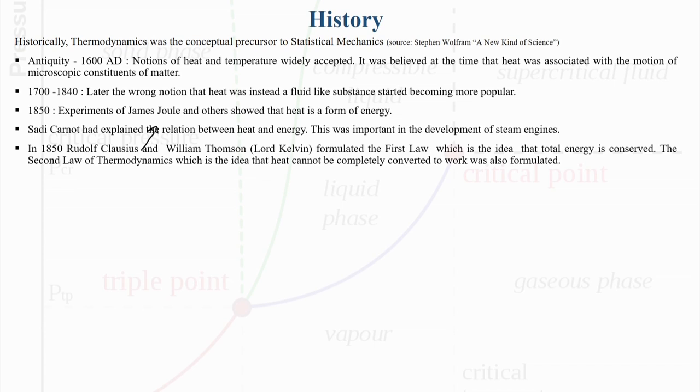In 1850 Rudolf Clausius and William Thomson, also known as Lord Kelvin, formulated the first law of thermodynamics, which you all know as basically stating that heat gets converted to either internal energy or work done. So, it is a statement of conservation of energy. It just tells you one form of energy gets converted to other forms of energy, that you cannot really destroy or create energy out of nothing.